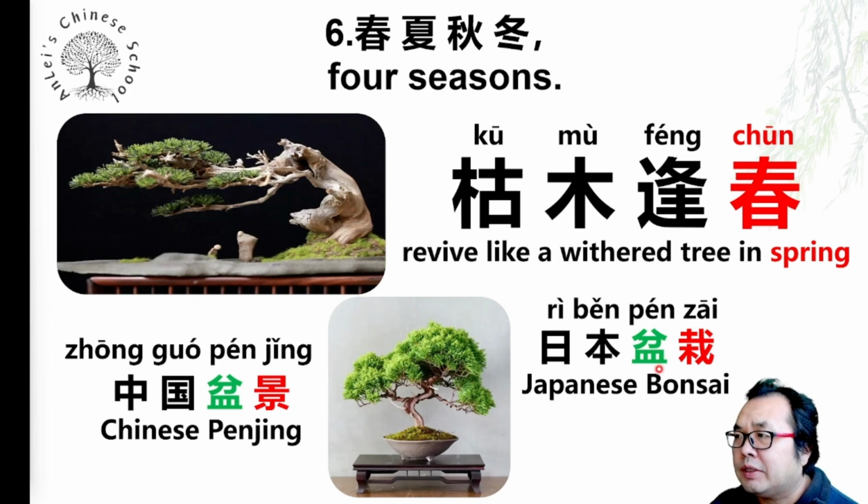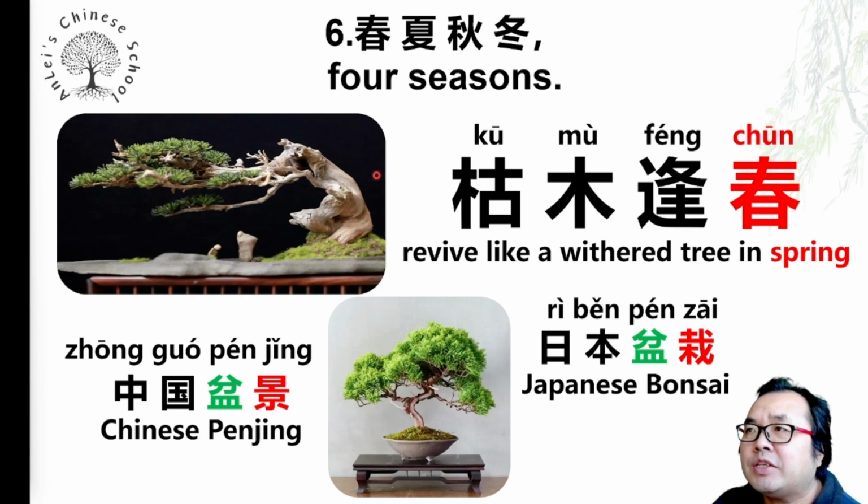盆 is pot, 栽 is a plant. So Chinese is a pot view, Japanese is a pot plant. Chinese penjing combines multiple elements such as rocks, water, and plants to create miniature landscapes. It combines Confucianism, Taoism, and Buddhism, and emphasizes natural harmony, the combination of heaven and man. The Japanese bonsai emphasizes the beauty of a single tree.